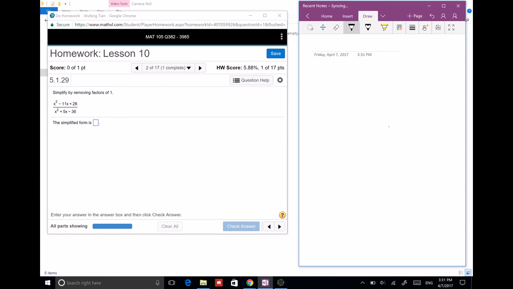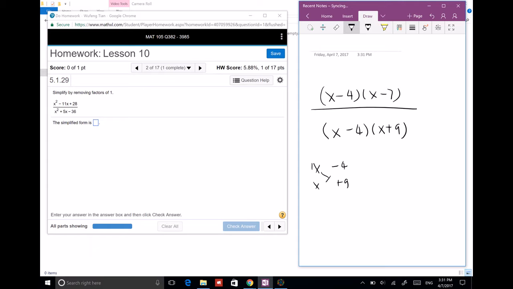Simplify, removing the factors of 1. So factor both: x minus 4, x minus 7. The second one, x and x, negative 4 plus 9, so x minus 4, x plus 9. So factor both the top and the bottom, and then cancel the common factor. So the final answer is just x minus 7 over x plus 9.